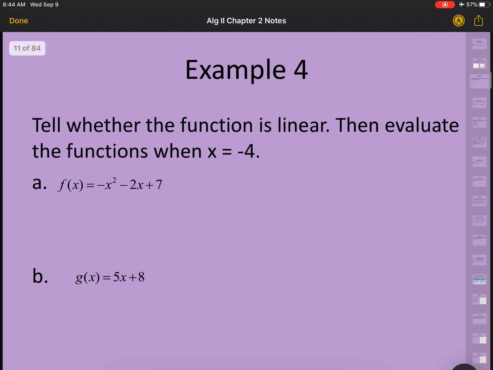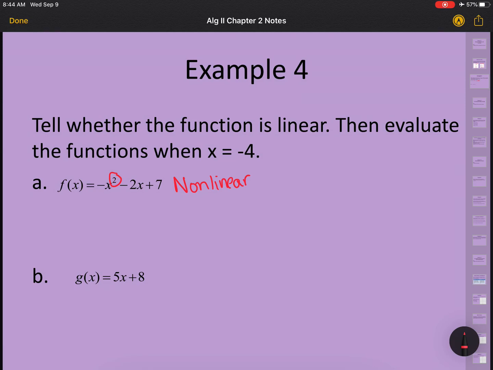So for example, tell whether the function is linear. Then evaluate the functions when x is negative 4. In part A, looking through this function, I see that I have a power of 2. That is a good hint that this is nonlinear, because we can only have powers of 1 to make it a linear function.